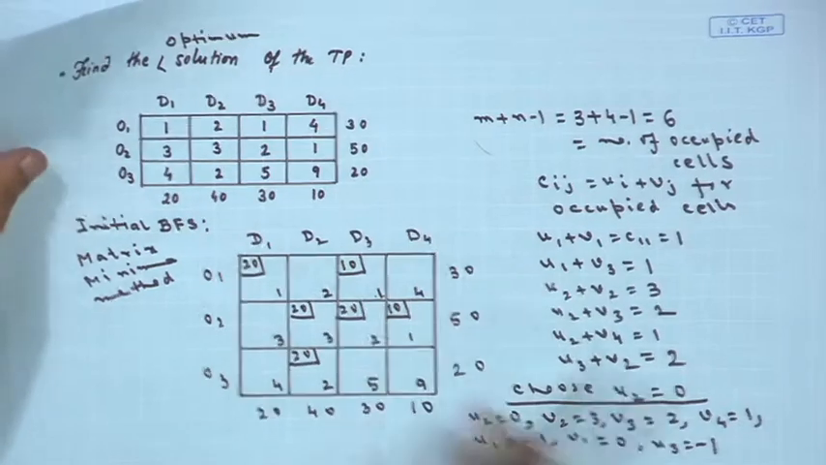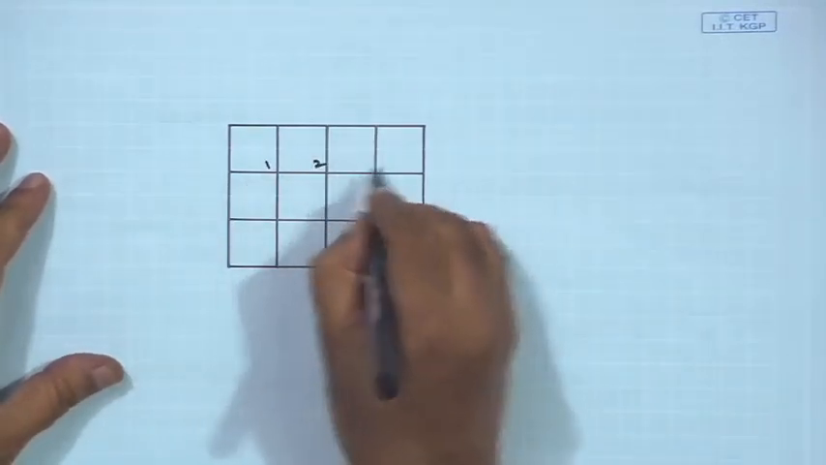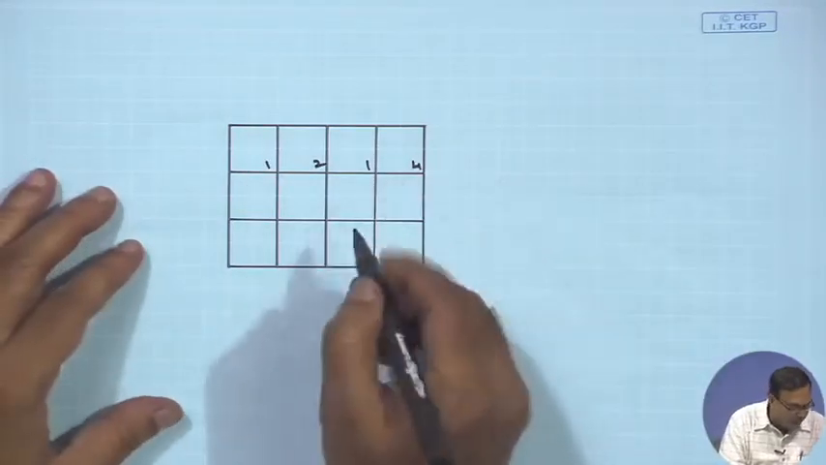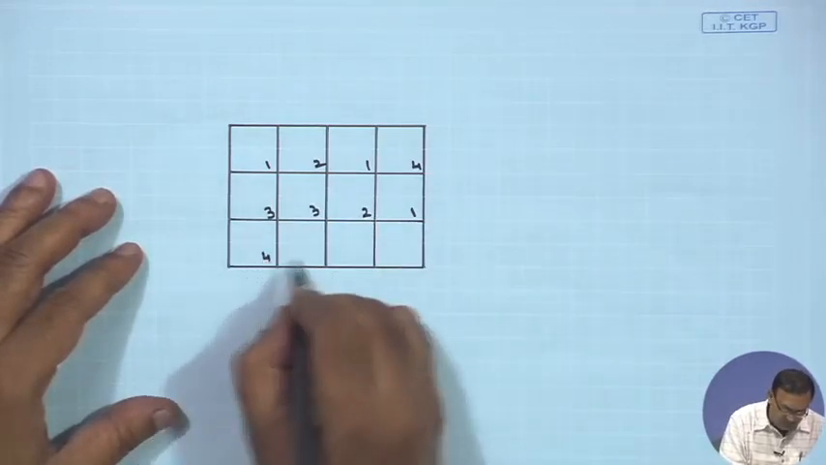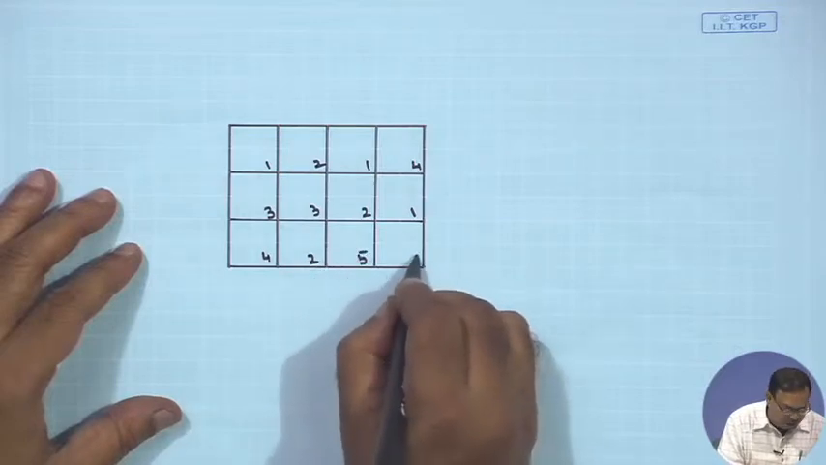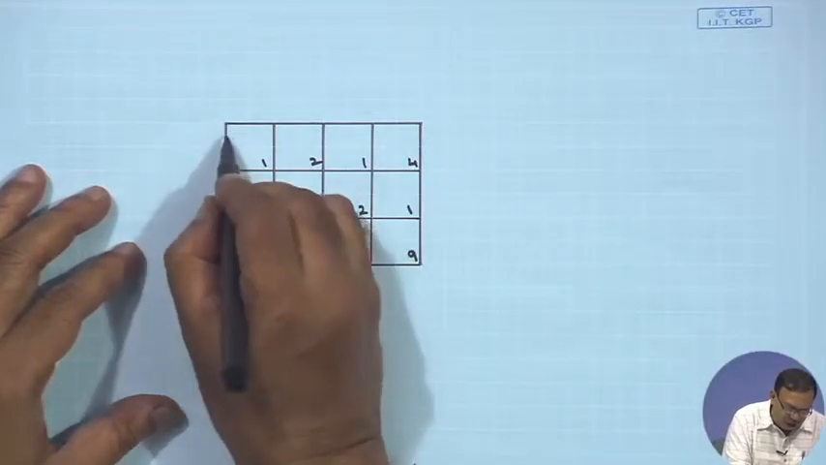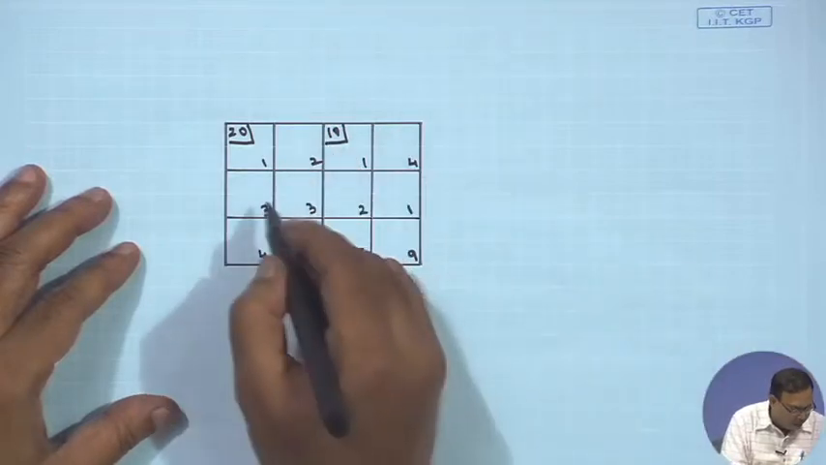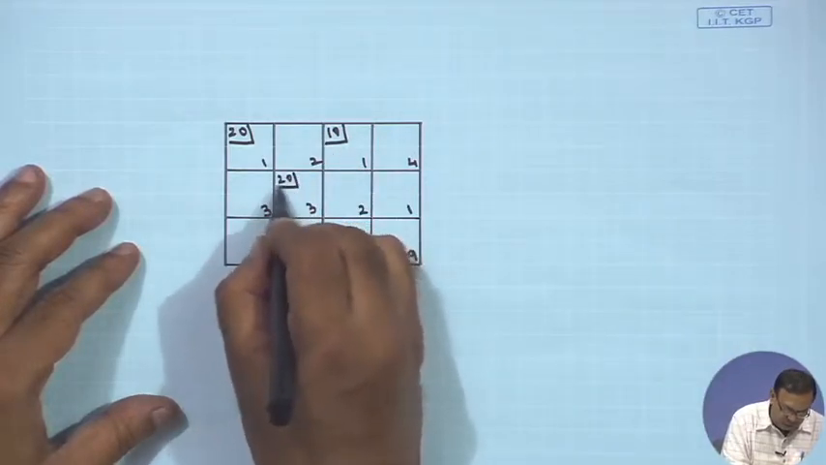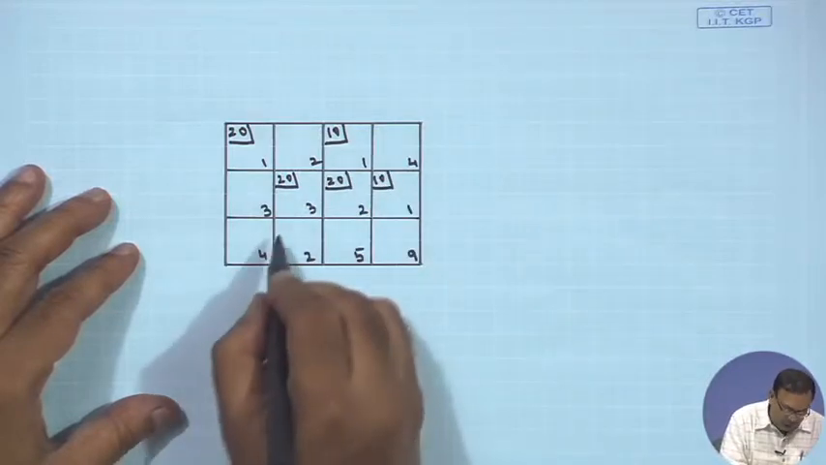Now, rewrite this table this way. You have 1, 2, 1, 4, 3, 3, 2 and 1, 4, 2, 5 and 9. Your allocations were 20 and 10 here, 20, 20 and 10 here, and 20 here.